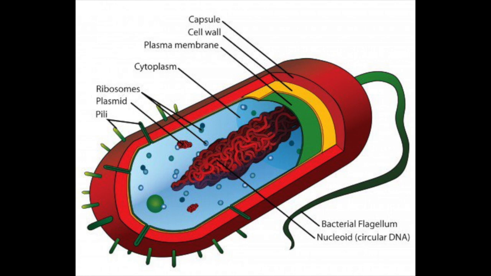So it has a cell wall that helps protect the cell from outside dangers. The capsule encases the prokaryotic cell and gives it shape. The plasma membrane selectively allows things to go in and out of the cell. The cytoplasm also contains ribosomes. The flagellum is a long tail at the end that helps it move.